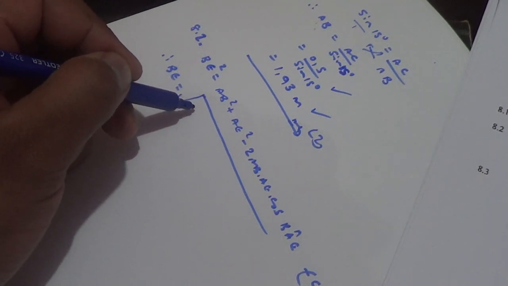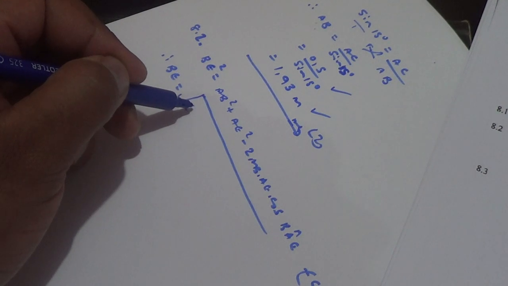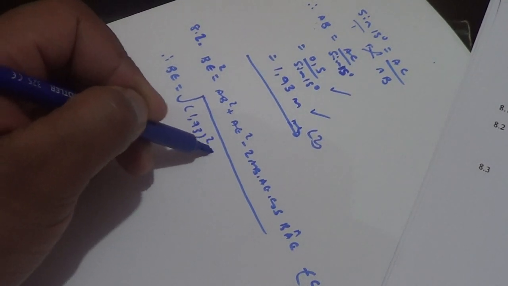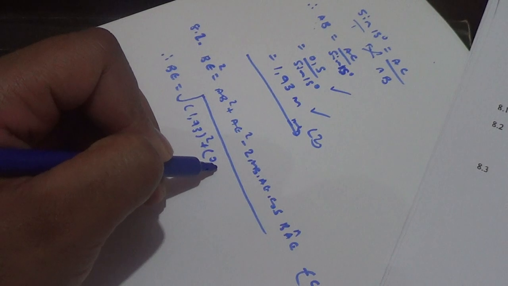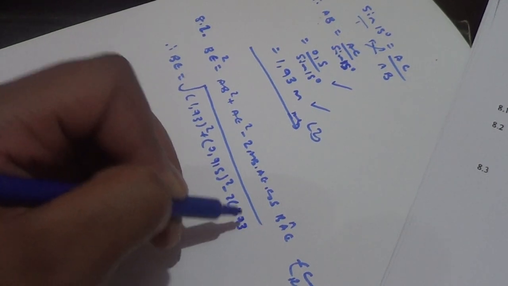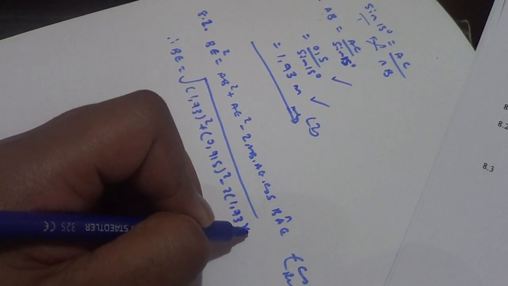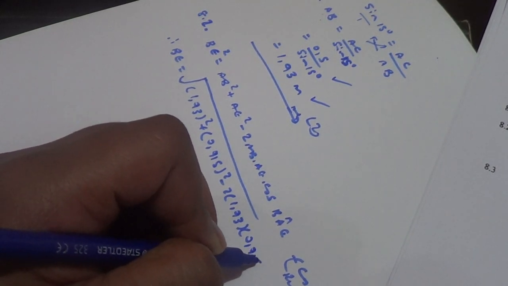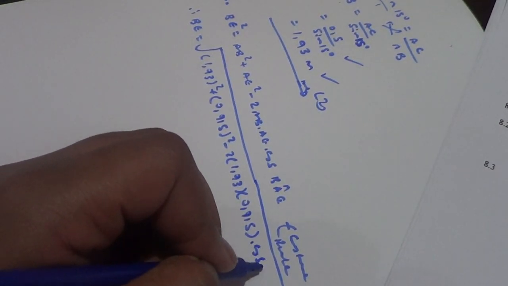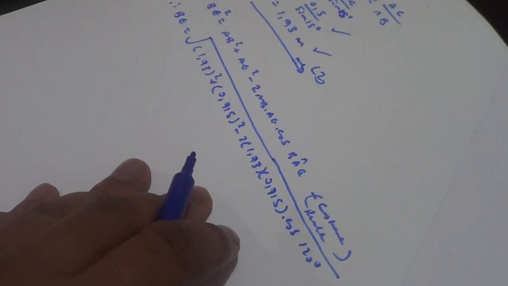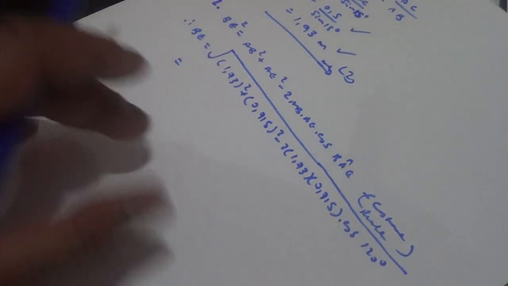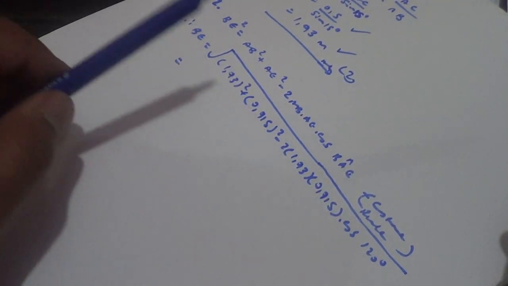Let's see, what is AB? What did we find? We found 1.93 squared plus AE, which is 0.915 squared, minus 2 times 1.93 times 0.915 times cos of 120 degrees. Okay, great. So this is just that ugly thing, and we're not going to spend too much time there. I'm just going to work this out before I take the square root.